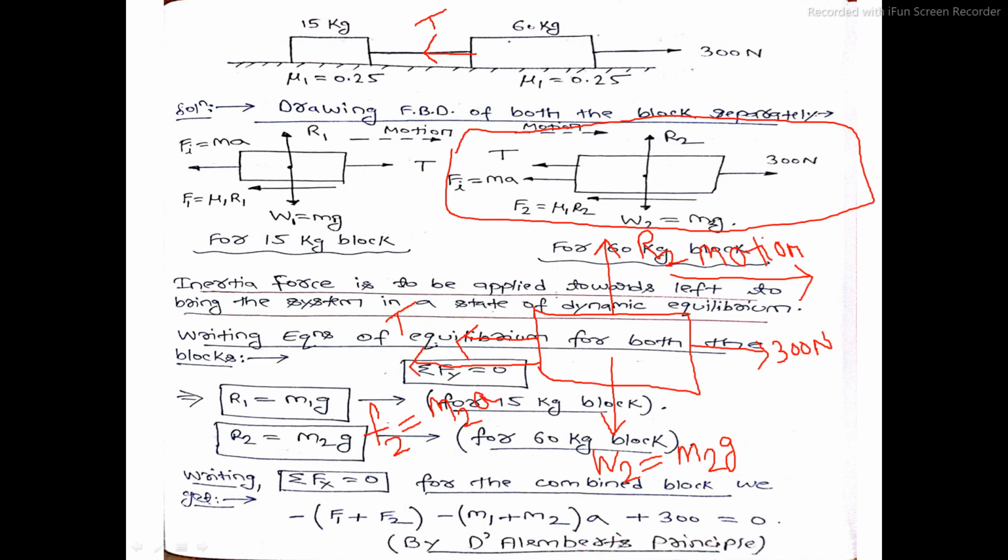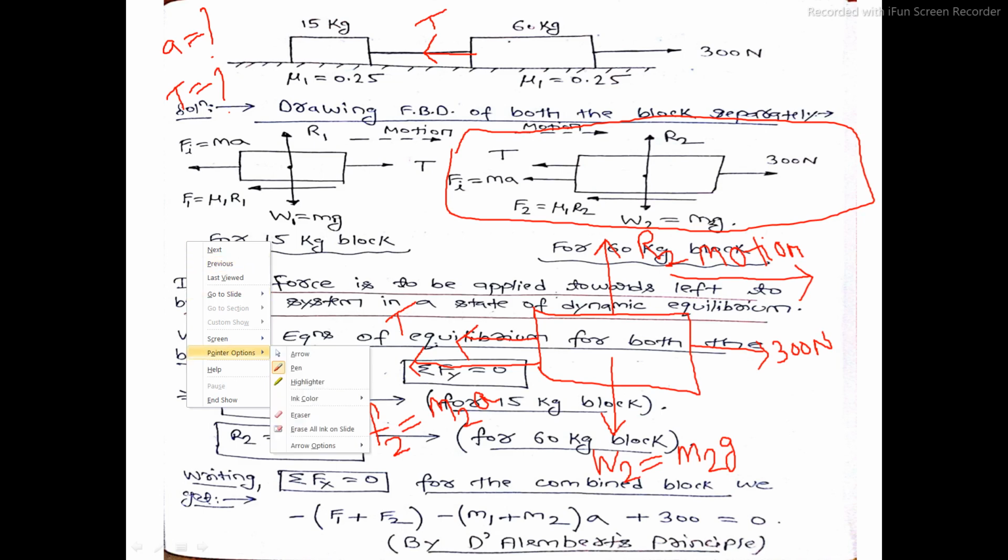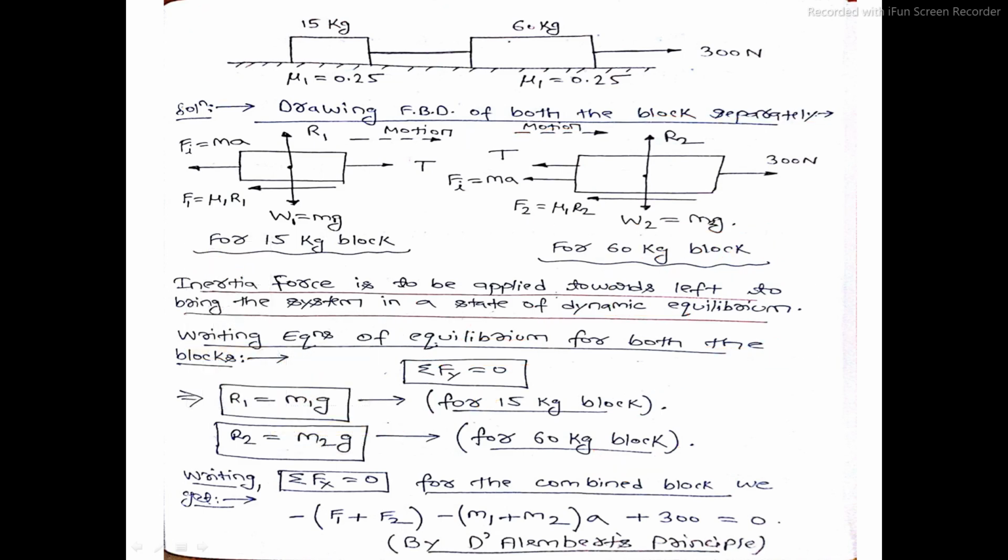Okay. Now what we need to find out in this problem is the magnitude of acceleration and the magnitude of tension force exerted by the string. How can we find it out? For that we need to write down the force equilibrium equations for both blocks, and from those equations we will be able to find the acceleration present in the system and the tension exerted by the string. So let us write them down.